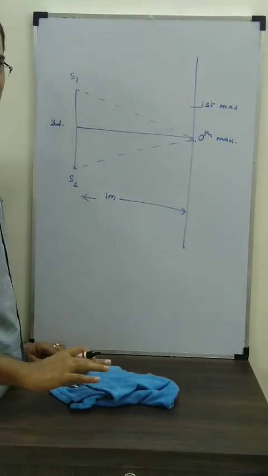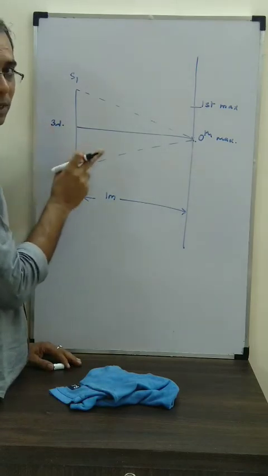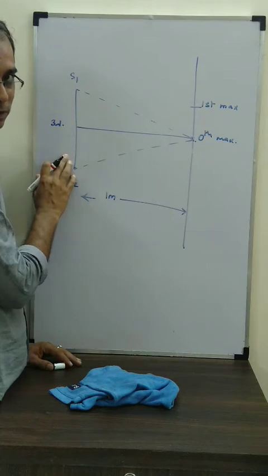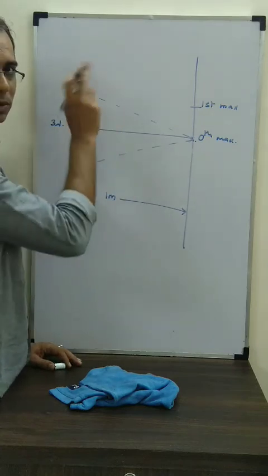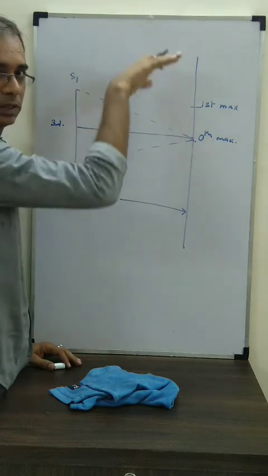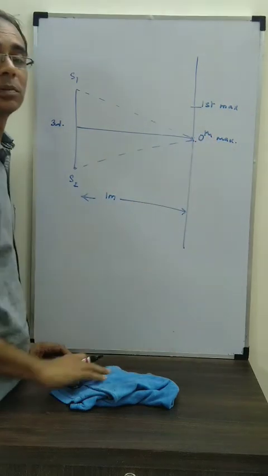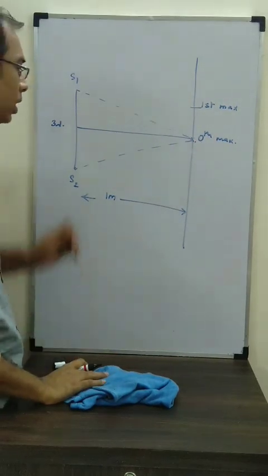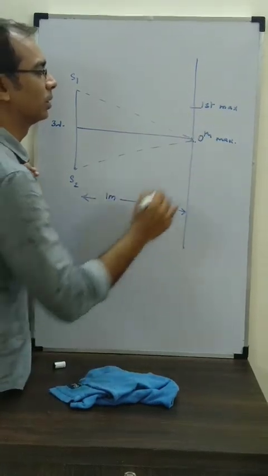How many maxima are possible in this case? 3 lambda is here. So lambda, 2 lambda, 3 lambda path difference. Maximum path difference is 3 lambda. 1 lambda, 2 lambda, 3 lambda. So 3 maxima above as well as below. So 3 plus 3, 6, plus the 0th maximum. Total 7 maxima. Okay. So we are trying to find the positions now, the first maximum.